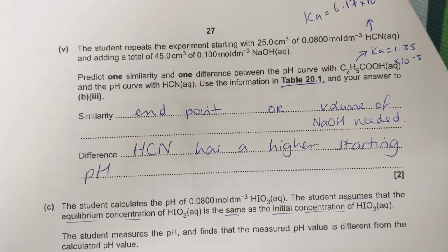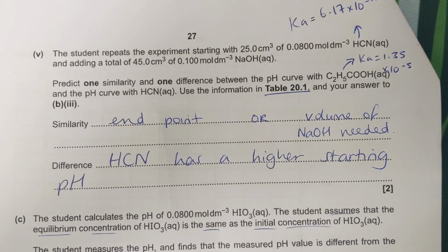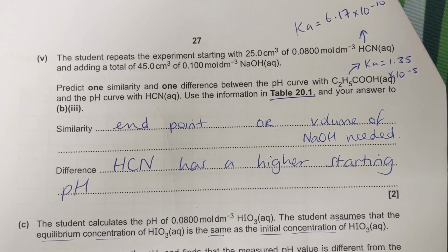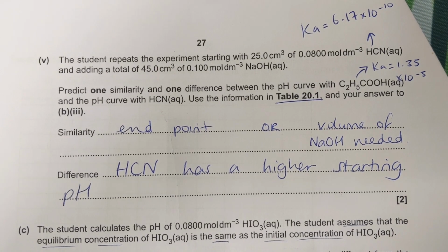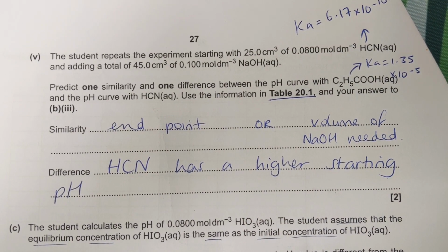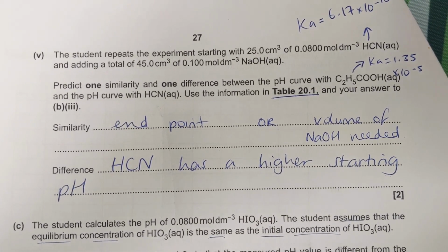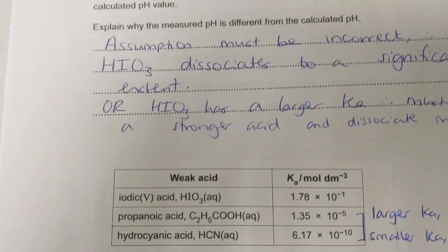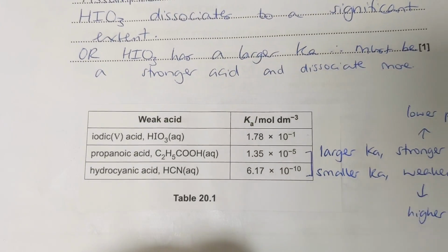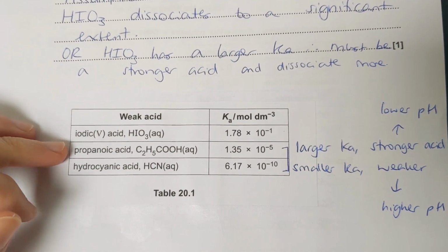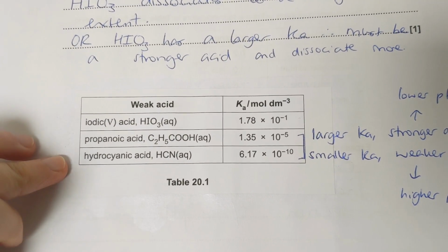This next question says the student repeats the experiment starting with 25 of 0.08 molar HCN. So same volume, same concentration, but a different acid, and add the same volume and same concentration of the strong base. Predict one similarity and one difference in the pH curve using table 20.1. That's down here, and that table gives us Ka values. So we can compare the acidity of the propanoic acid in that first pH curve and the hydrocyanic acid, which is what we're using now.